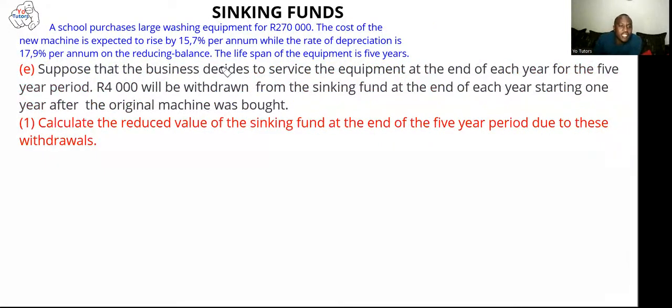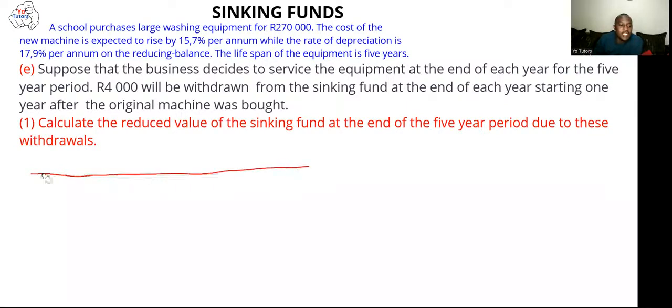Now, suppose that the business decides to service the equipment at the end of each year for a 5-year period. 4,000 will be withdrawn from the sinking fund at the end of each year, starting 1 year after the original machine was bought. Now, calculate the reduced value of the sinking fund at the end of the 5-year period due to these withdrawals.